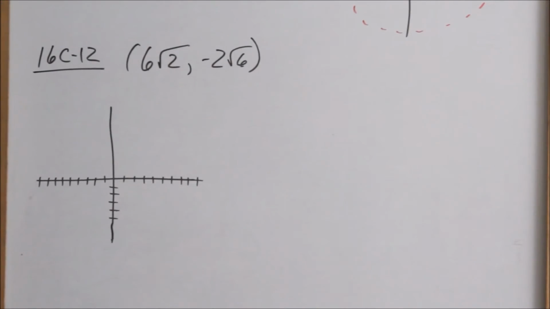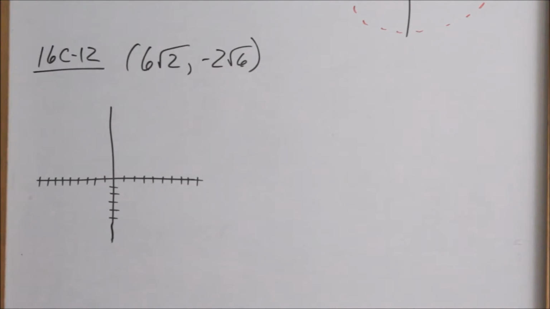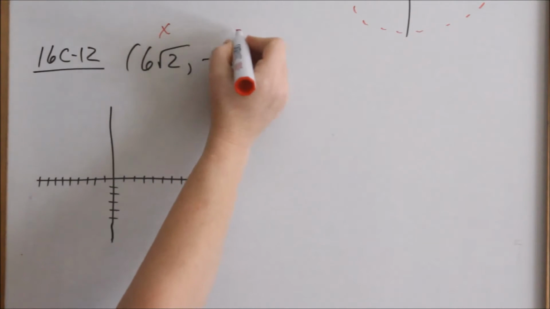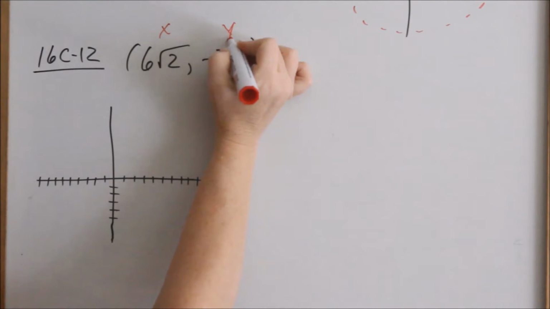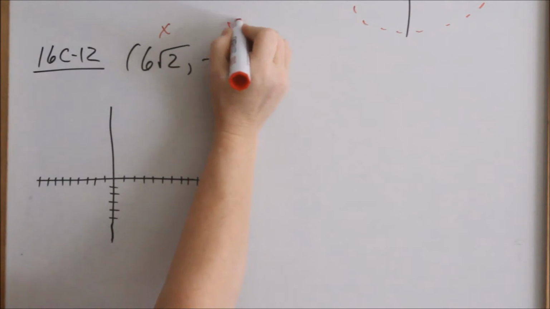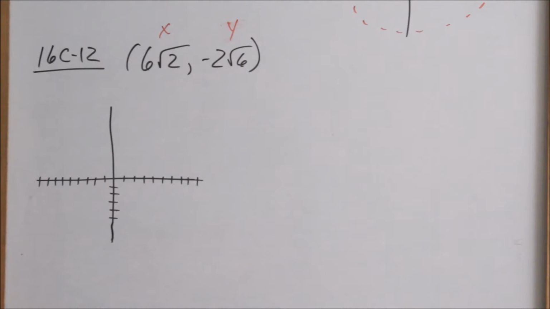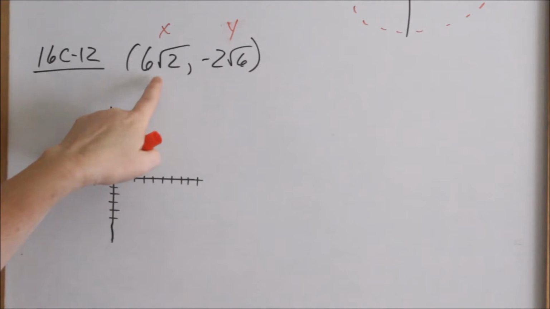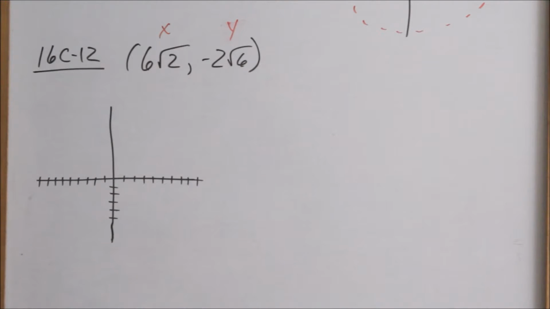Okay, we're looking at 16C12. We have a coordinate here. What kind of coordinate is that? Rectangular. How do you know? Because there's no angles. So that is an XY coordinate. The instructions on this problem are to change these rectangular coordinates into a polar coordinate. So right now it's in an XY format. We want to change it into an r theta format.